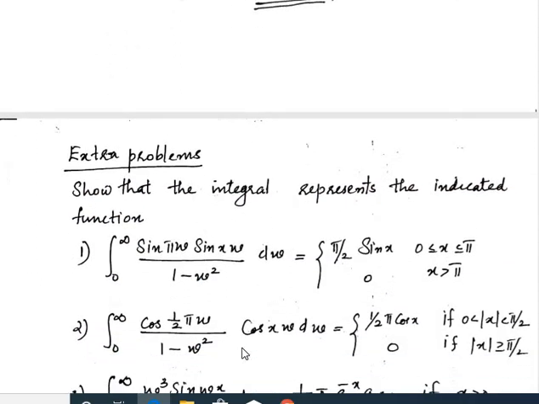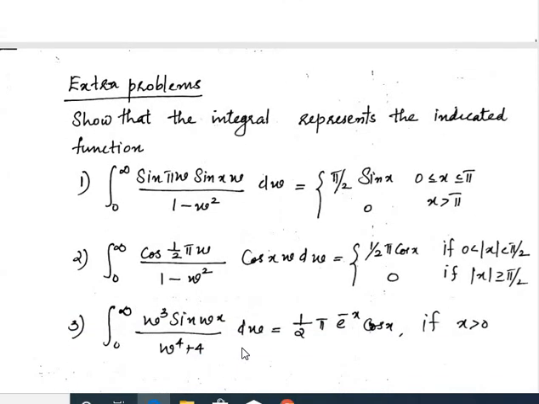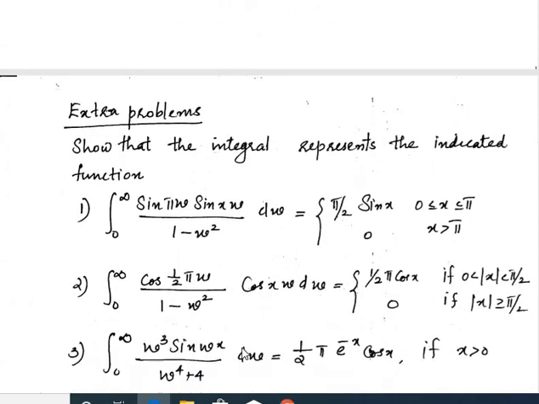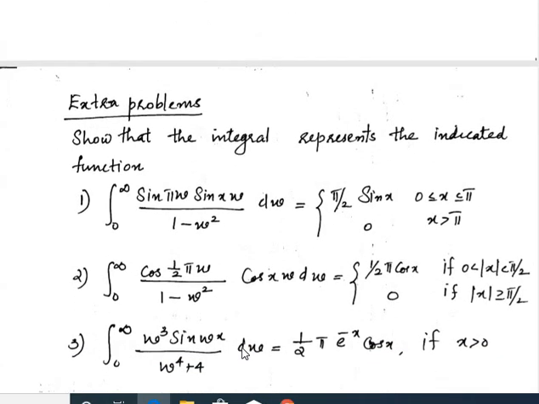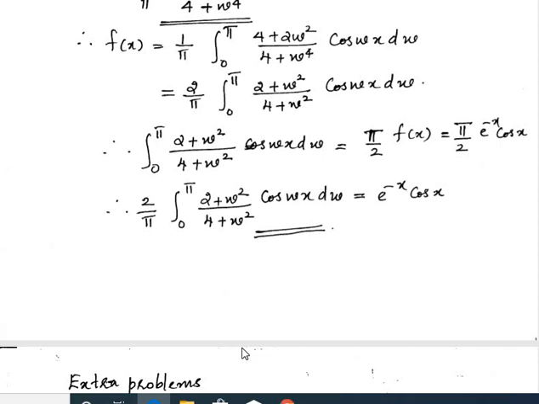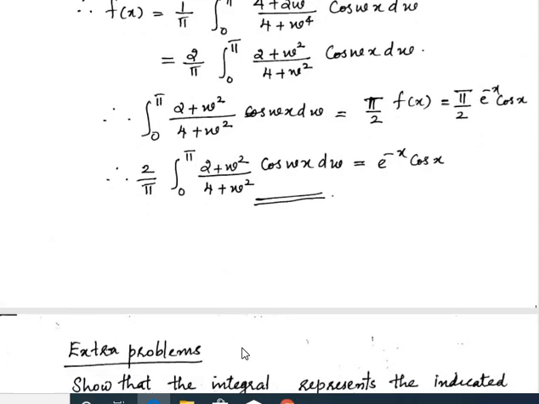Do these extra problems, and if there is any doubt, then WhatsApp me. Please try to do the problems yourself. And this topic is very simple compared to the next topic, since the formulas are simple and we can easily calculate. So thank you.